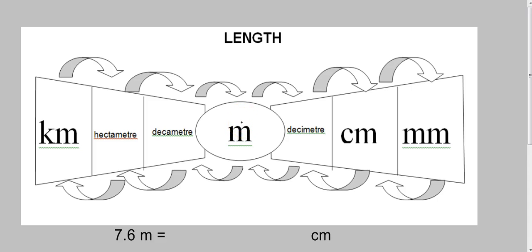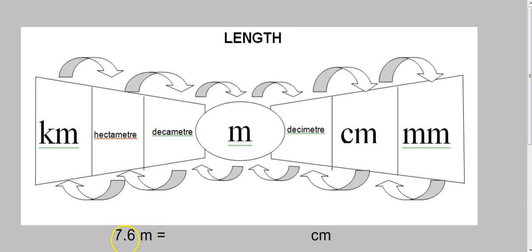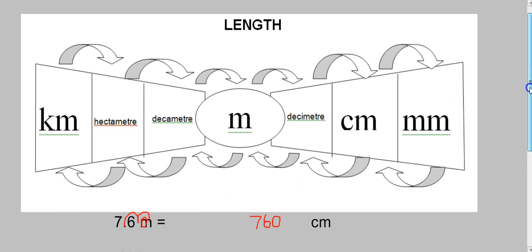So from meters to centimeters, I need to make 2 jumps to the right on the bow tie. Now I go to my number, the 7.6, let me just get a pen, and I take the decimal point and I move it 1, 2 spaces to the right. I put a 0 in the space that I make, and that gives me my answer of 760 centimeters. So whatever you do on the bow tie to go from your starting unit to the unit you're aiming for, you also do that to the decimal point.